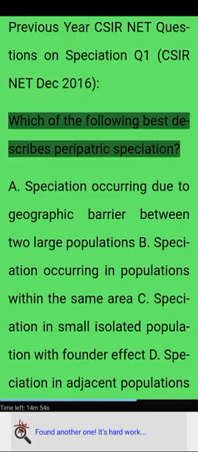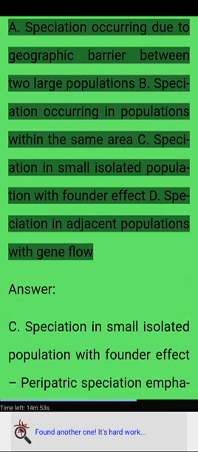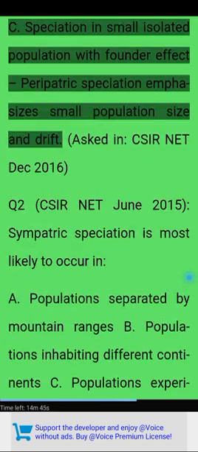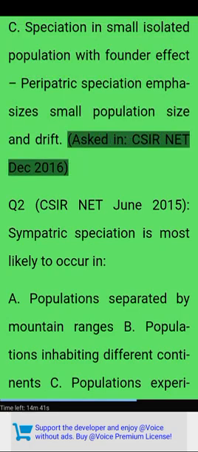Which of the following best describes parapatric speciation? A, speciation occurring due to geographic barrier between two large populations. B, speciation occurring in populations within the same area. C, speciation in small isolated population with founder effect. D, speciation in adjacent populations with gene flow. Answer: C, speciation in small isolated population with founder effect. Parapatric speciation emphasizes small population size and drift. Asked in CSIR NET December 2016.